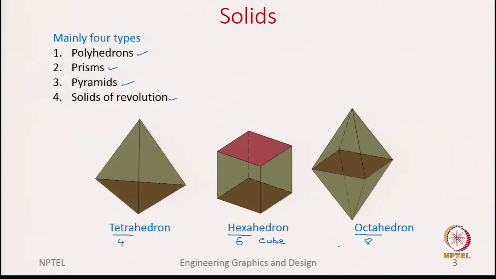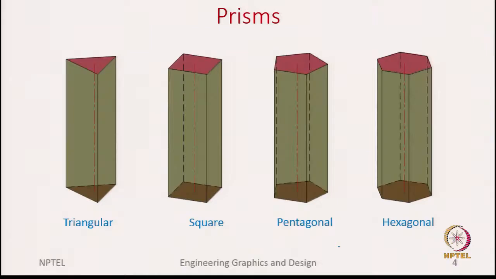In addition to these, we also have the prisms and pyramids. These are typical prisms. Depending on the base, we name them as triangular, square, pentagonal and hexagonal prisms. But let us look at the terminology.